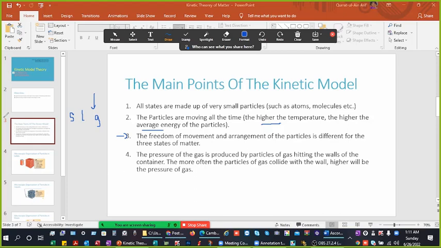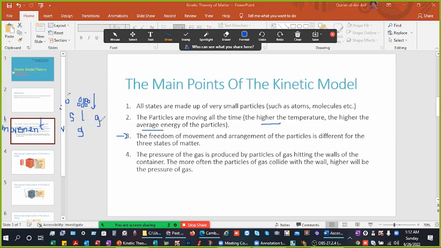When we talk about the movement, we can see that in case of solids, the movement is in the form of vibrations. The particles just vibrate at their mean positions and cannot leave their place because of the close packing. In case of liquids, the movement is sliding. The layers of particles slide past each other because of the weak intermolecular forces.